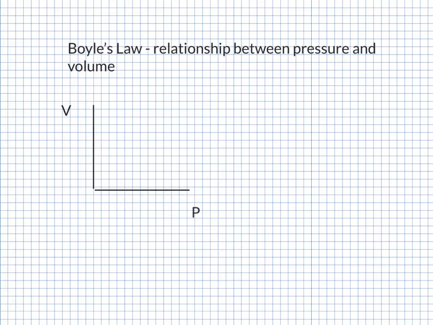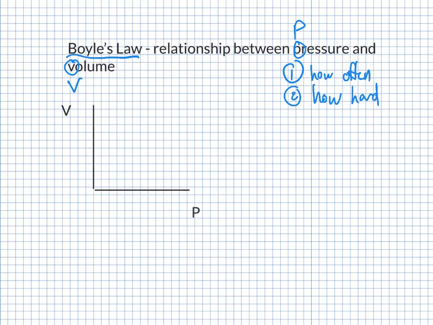Okay, so we're going to start with the simple gas laws. We're going to start with Boyle's law, and Boyle's law involves pressure, big P, and volume, big V. And you need to remember from previously that pressure is affected by either how often you have collisions occurring or how hard those collisions occur. So we need to think about, how does volume affect one of those two things?